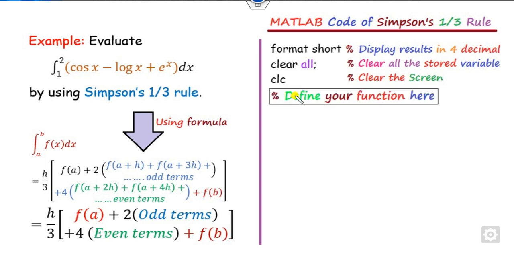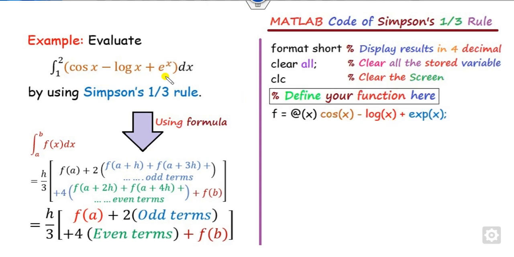Now the first thing is that you have to define your function. I have considered this function, so I have to write it here. Based on your own objective, you have to define your own function. Since this is a function with respect to x, I have written it with at the rate of x. Whatever function you have, if you have cos x minus log x plus exponential, you have to write it here. If you have the function 1 upon 1 plus x, you have to write 1 upon 1 plus x here.